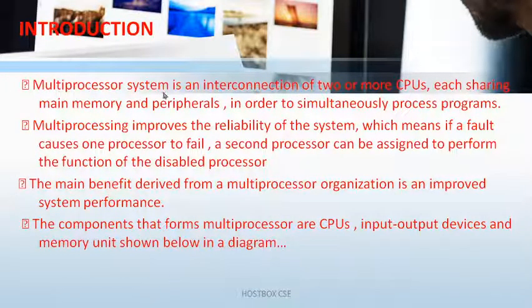Introduction. A multiprocessor system is an interconnection of two or more CPUs, each sharing main memory and peripherals in order to simultaneously process programs. Multiprocessing also improves the reliability of the system, which means if a fault causes one processor to fail, a second processor can be assigned to perform the function of the disabled processor. The main benefit derived from a multiprocessor organization is improved system performance. The components that form a multiprocessor are CPUs, input output processors and the memory unit, as shown in the diagram.